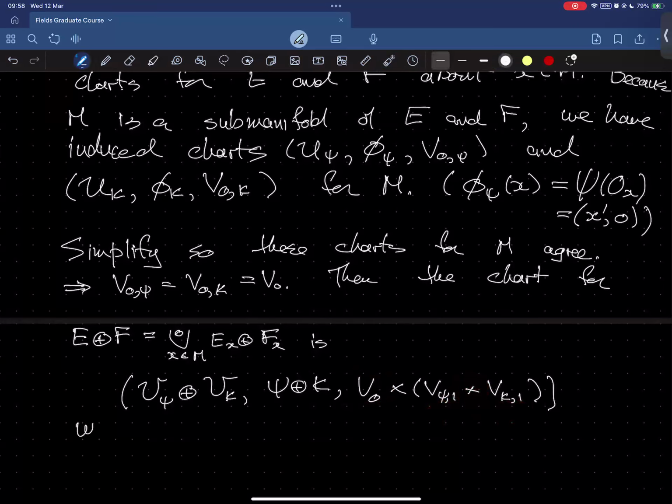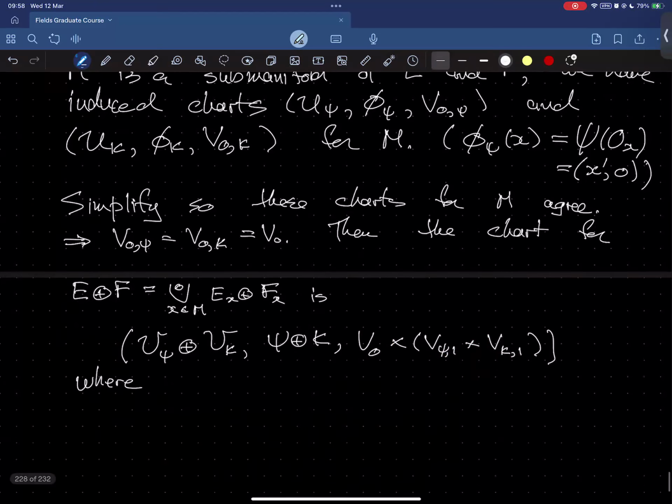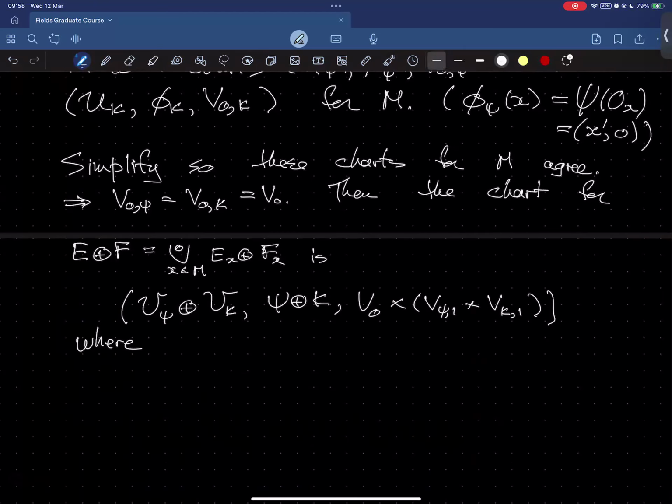Okay, so what is the first two parts? The domain of the chart and the chart map. Okay, so I need to tell you that. Okay, so where V psi plus V kappa is the disjoint union of the x's in U. Okay.